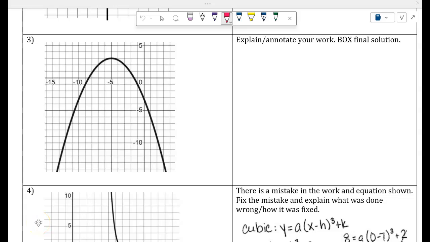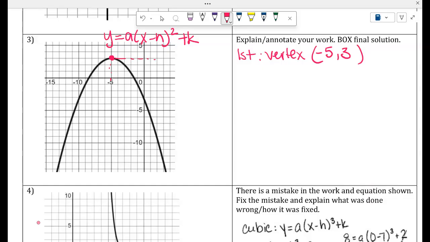Okay, guys, so this is your quadratic equation. It's going to say y equals a times (x minus h) squared plus k. Same thing, guys. First step, find the vertex. So your vertex is going to be, let's see, find this point, that is going to be -5 comma positive 3. So -5 comma positive 3.